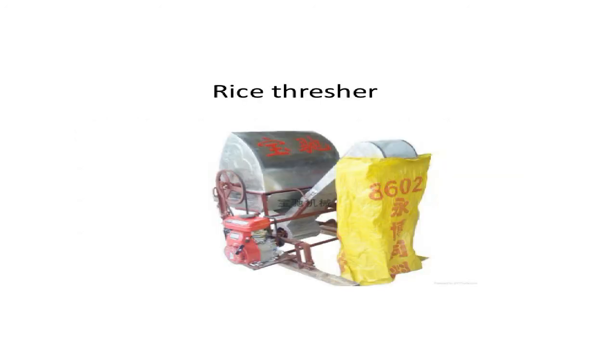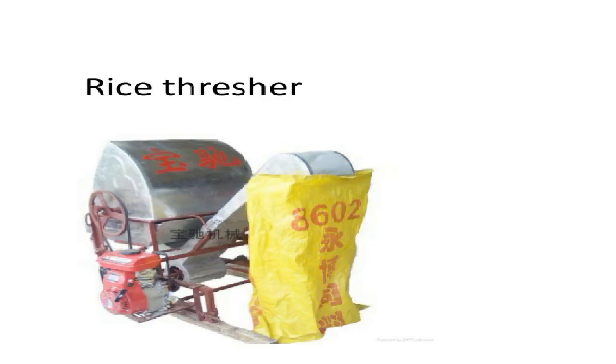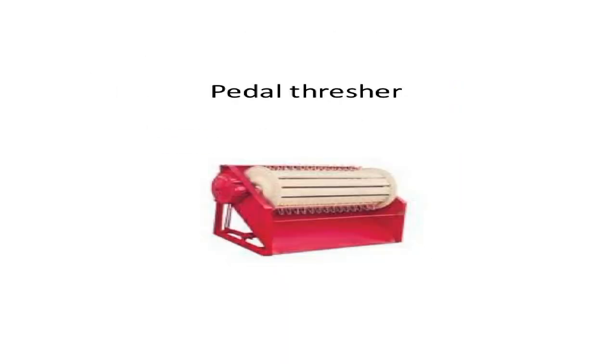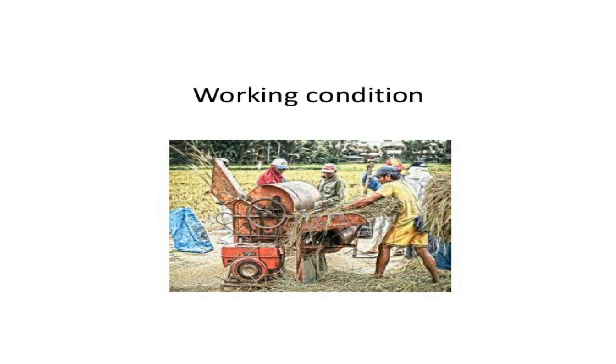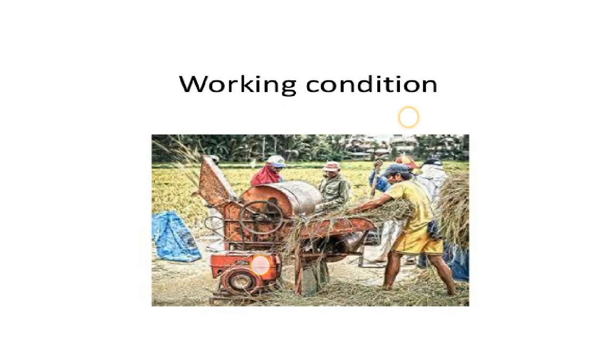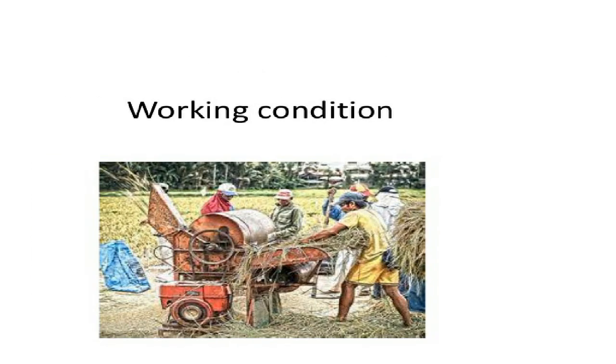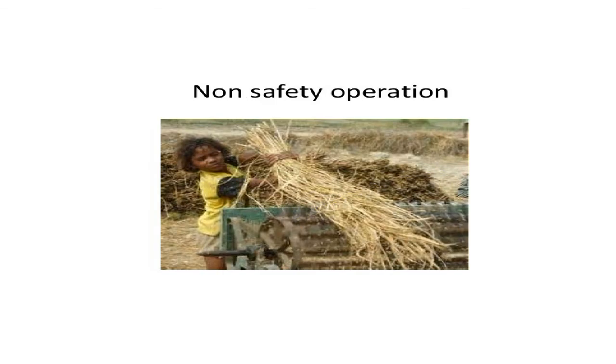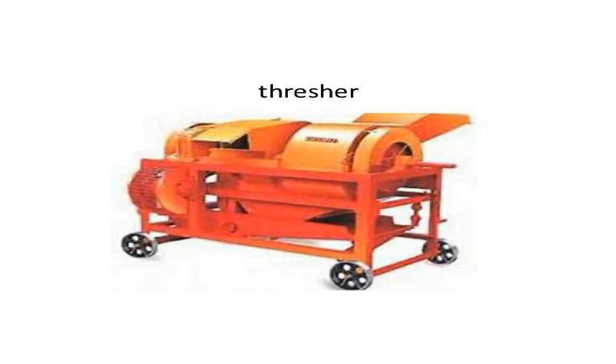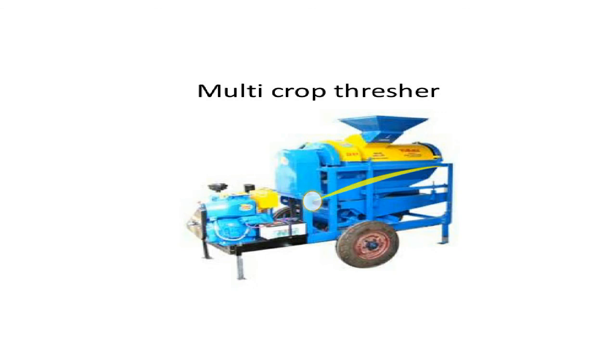This is the rice thresher. This is the pedal type of thresher. This is the working condition. You can see how the laborers feed the crop material to the thresher. This is a non-safety operation. Remember, do not perform non-safety operations. There may be chances of accident. This is the multi-crop type of thresher.